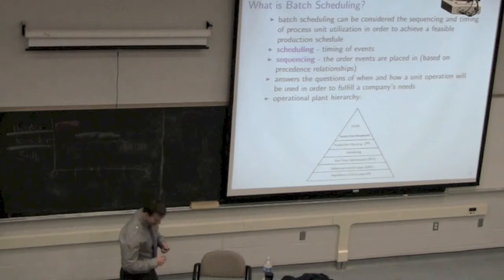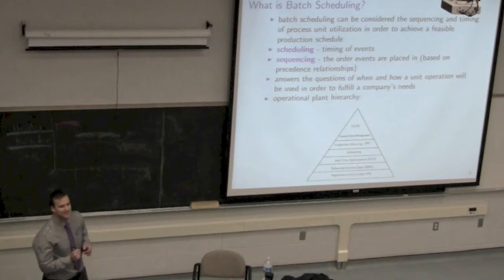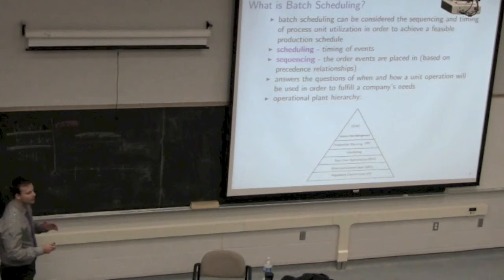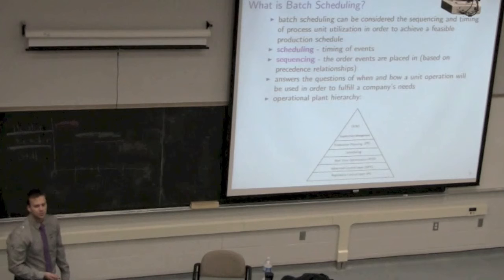So scheduling is really composed of 2 things at the highest level. Scheduling is kind of the timing of events, so when do things happen? But in scheduling, you also have to consider the sequencing. Sequencing is the order of how things happen. So precedence relationships. For example, you can't do the reactor before the heater. That doesn't make sense. And you can't do the still before the heater. You have to do them in this order each time, unless you already have material being stored in each of these things. Now you have to consider storage policies. So there's the scheduling, which is the timing, and the sequencing, which is the order.